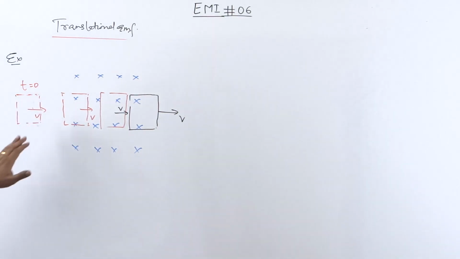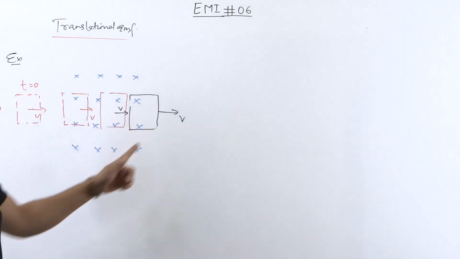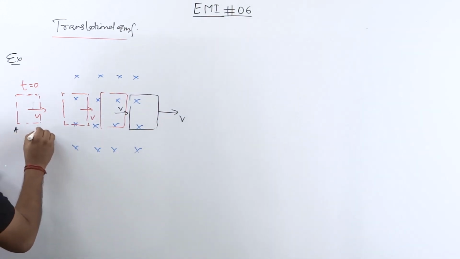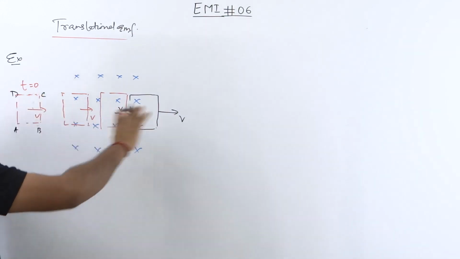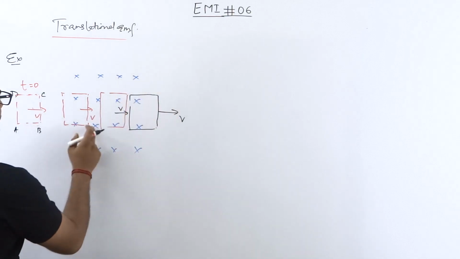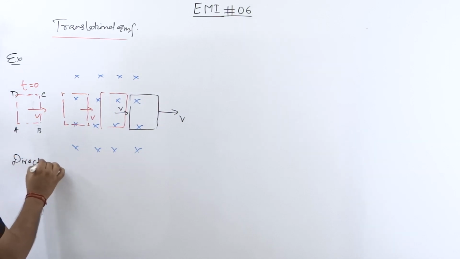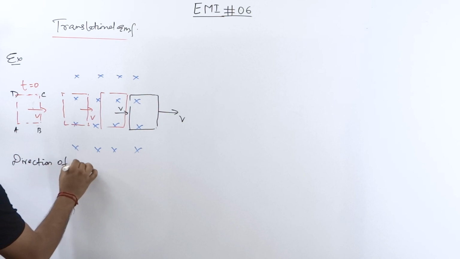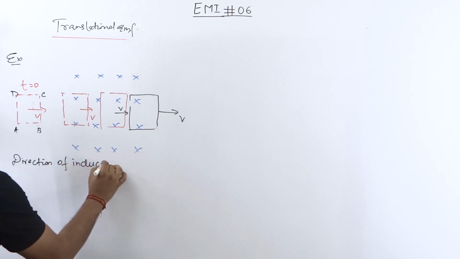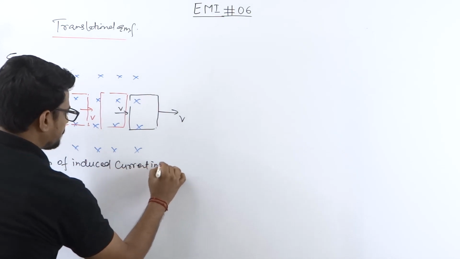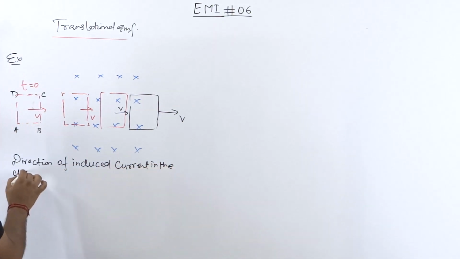आपको दिखाना है कि what would be the direction of induced current in this loop. I'm just giving you the vertices names. Let's say A, B, C and D. So the same thing will be there everywhere. A, B, C, D, anti-clockwise. Okay. So you have to tell me the direction of induced current in the closed loop.